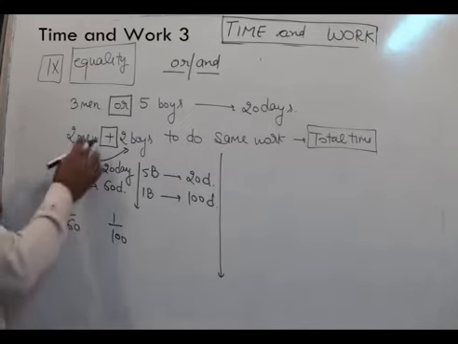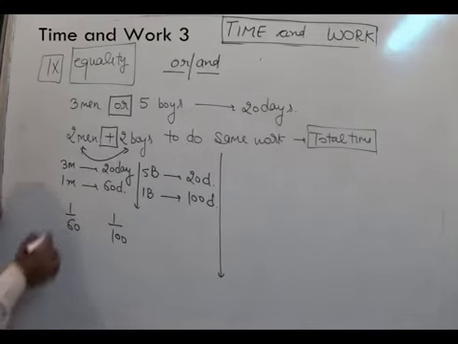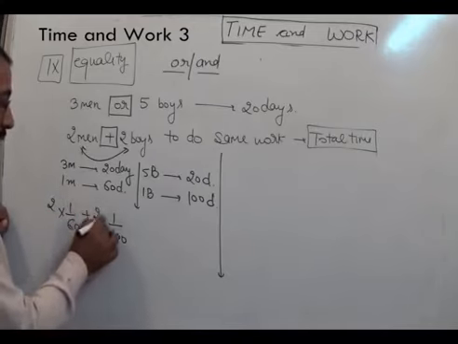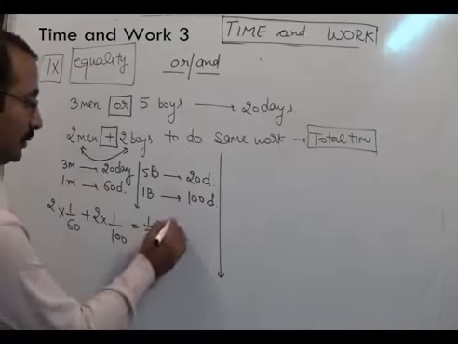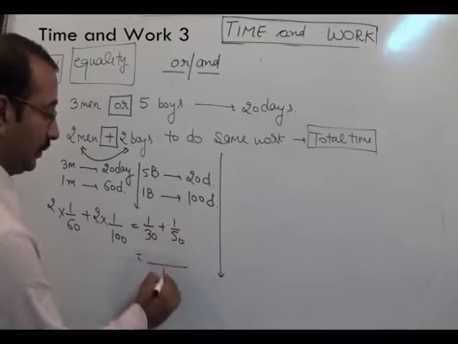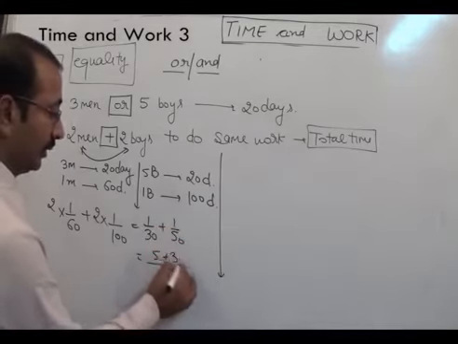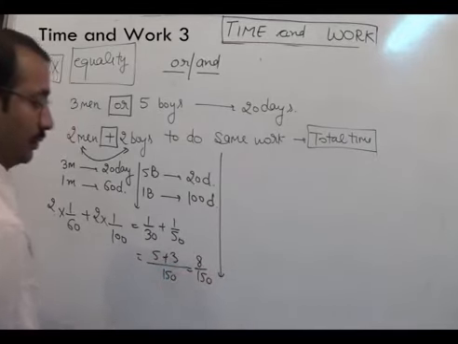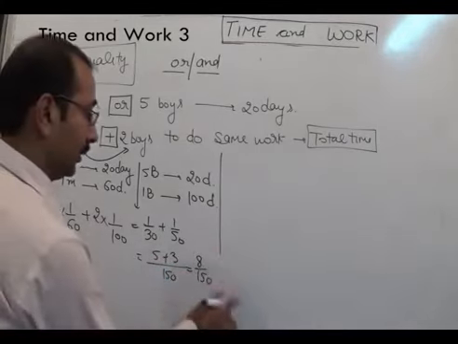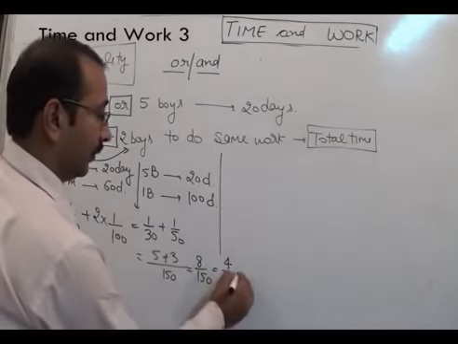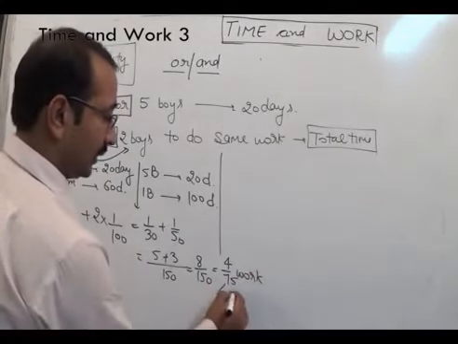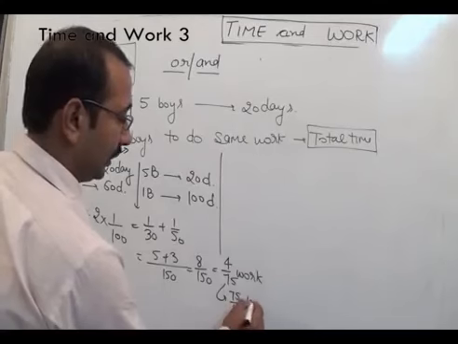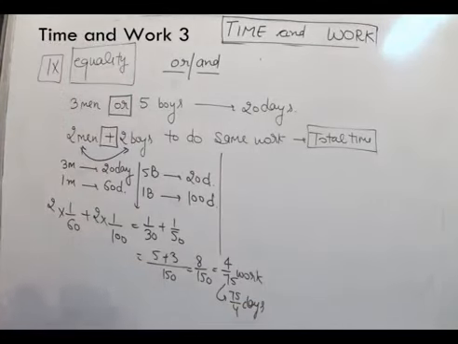Now, how many men are there? 2. How many boys are there? 2. It means 2 men do 2 by 60 part of the work and 2 boys do 2 by 100 part of the work. This is 1 by 30 plus 1 by 50. LCM will be 150, so 5 plus 3 is 8 upon 150, or I can say 4 by 75 work they will do in 1 day. The total time taken by them to do the work is 75 by 4 days. It becomes your answer.